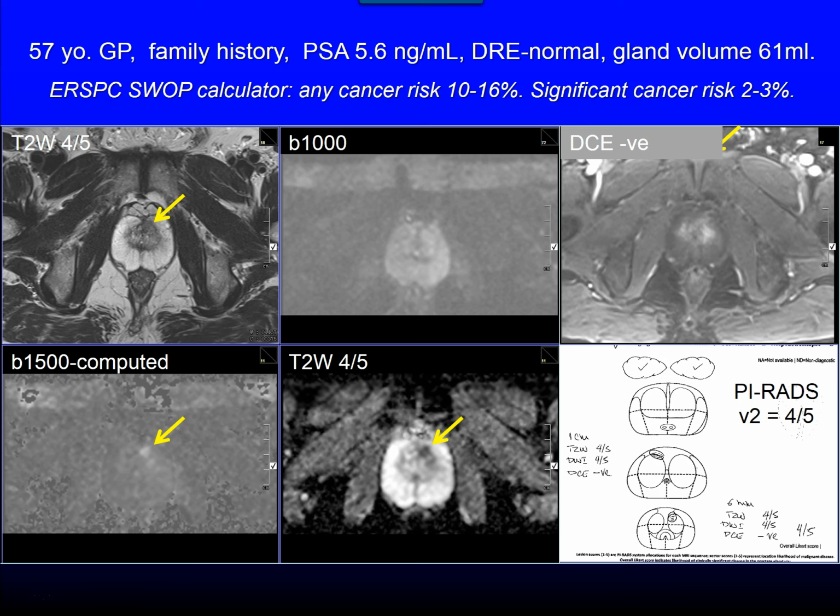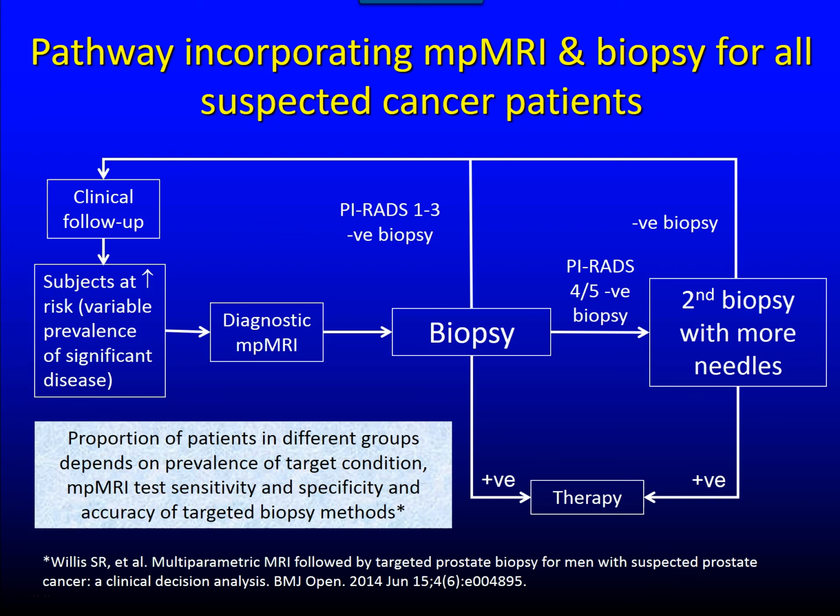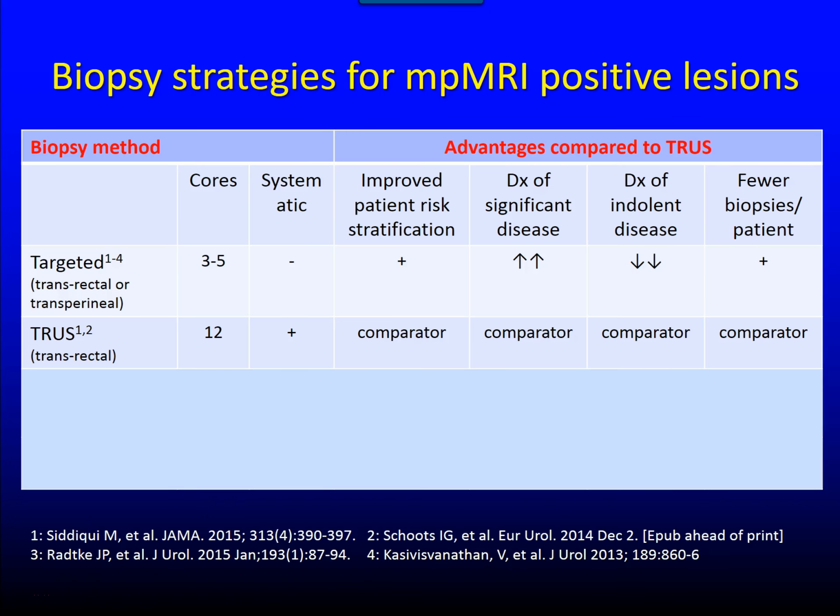Now we have a conundrum. What do we do about such a small lesion? Now clearly he needs a biopsy. Well, the question is, what sort of biopsy should he have? Well, we could do a standard truss biopsy, but we know we will miss it. It's systematic. We will miss the lesion.